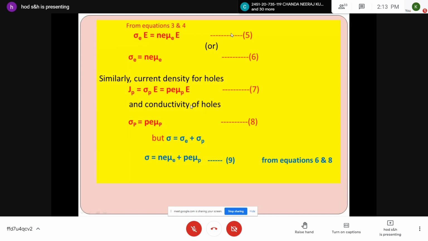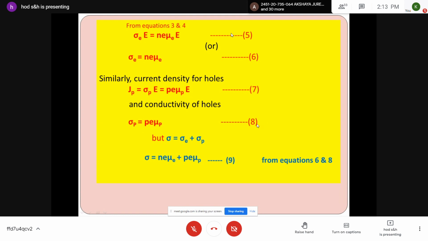Similarly, we can write for holes also. Current density for holes, Jp is equal to sigma P into E. Also, Jp is equal to Pe mu P into E, where P is the concentration of holes, mu P is the mobility. If you compare this, then sigma P is equal to Pe mu P.